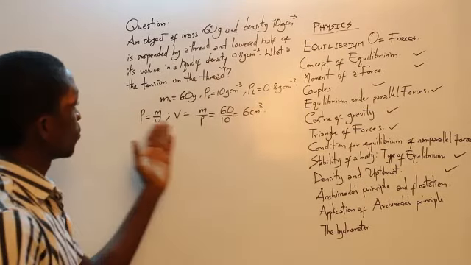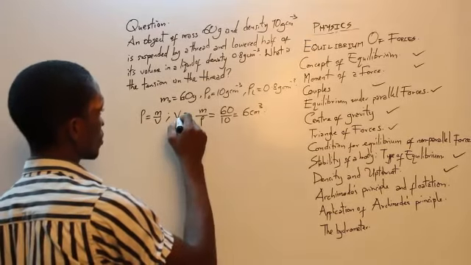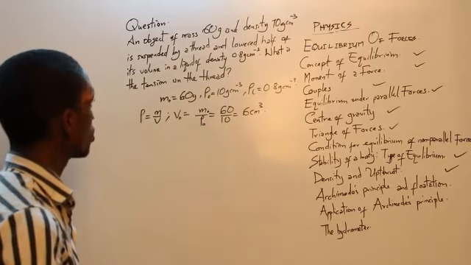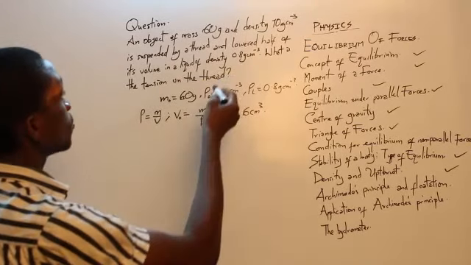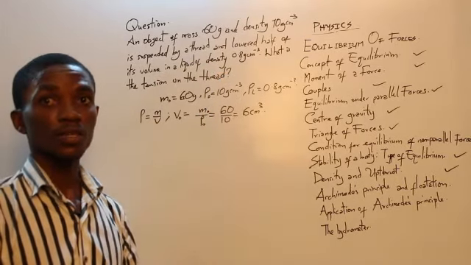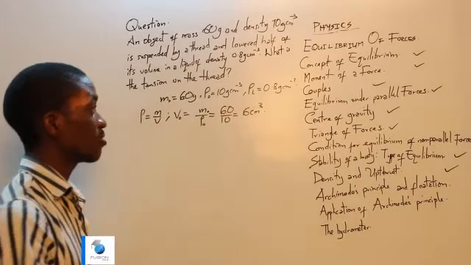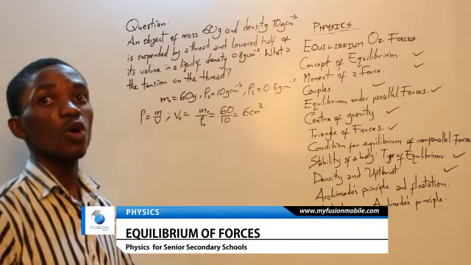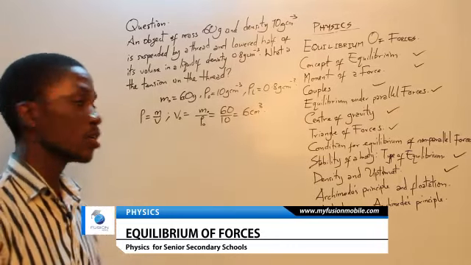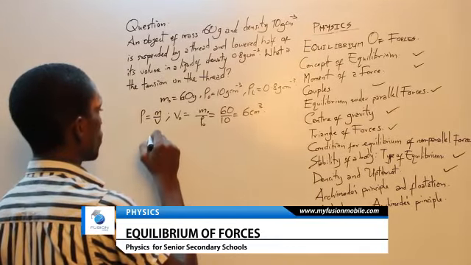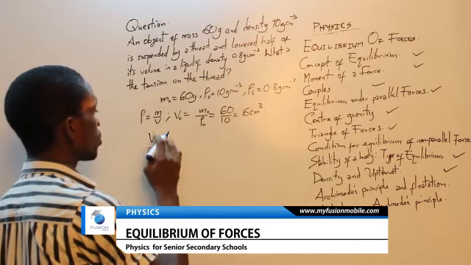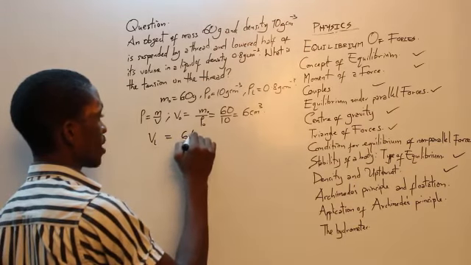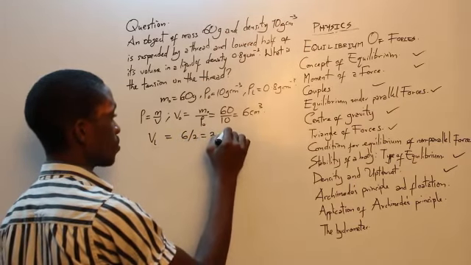If the volume of the object now is 6 cm cube, and we're told that half of it was lowered into the water, which means the object will definitely displace half of 6 cm cube of the liquid. So we can say the volume displaced, that is the volume of liquid displaced, would be equal to 6 divided by 2, which is 3 cm cube.